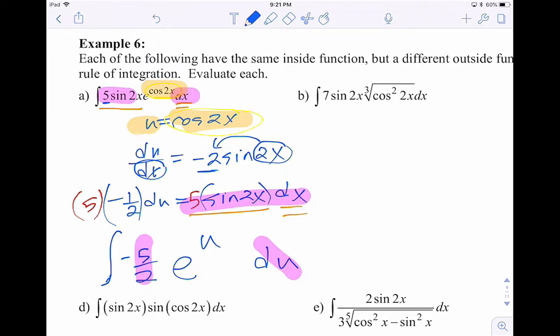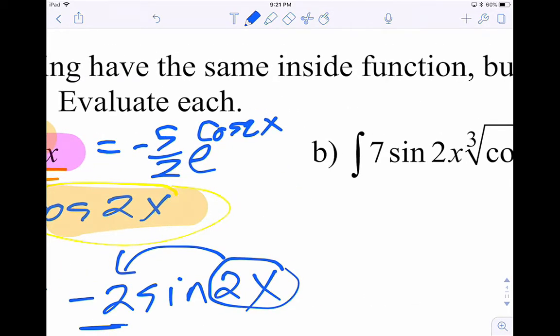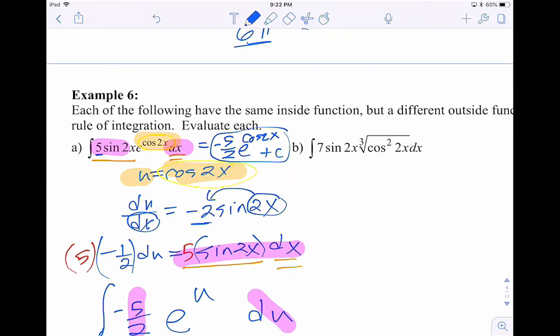So in the end, this will just be the integral of e to the u, which is e to the u. So it's going to be negative 5/2 e to the u. Since this one's kind of clean, it's just going to be negative 5/2 e to the u of cosine 2x. Okay, so e to the cosine 2x plus c. Done.